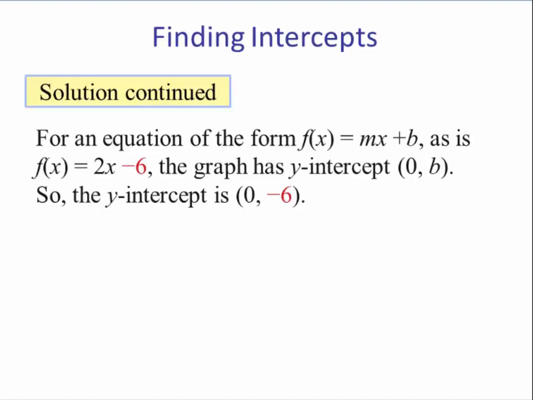To find the y-intercept, if we notice that f of x equals 2x minus 6 is in the form of f of x equals mx plus b, b is the y-intercept. So in this case, the y-intercept is -6. We could also let x be 0 and solve for y. So that'll be 2 times 0, which is 0, minus 6. We get the same answer.